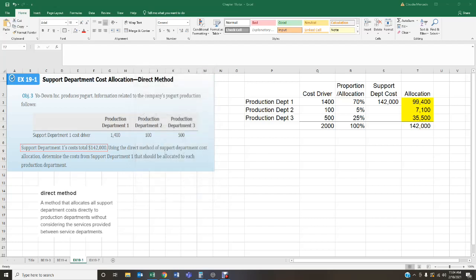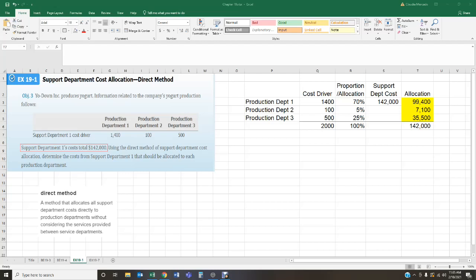Okay. So the problem was asking us, using the direct method, determine the cost from the support department 1 that should be allocated to each production department. And this is the allocation that we're going to be issuing to each department: 99,400 for department 1, 7,100 for department 2, and 35,500 for department 3. And that is based on the cost driver provided in the problem.